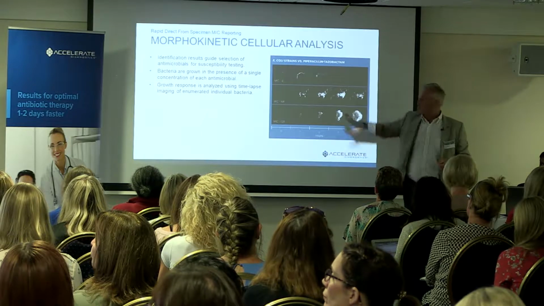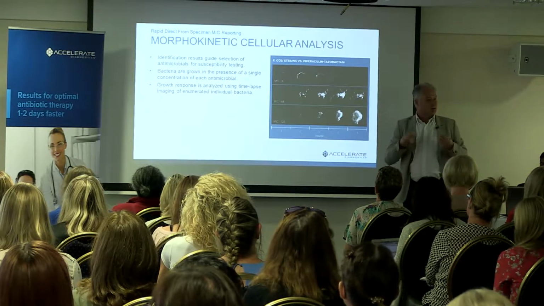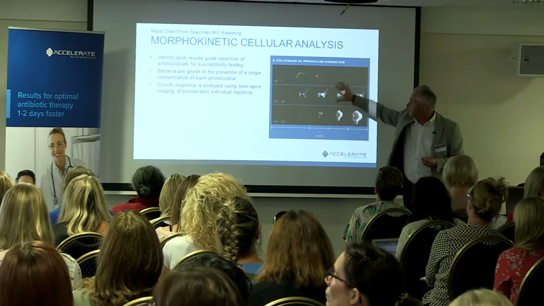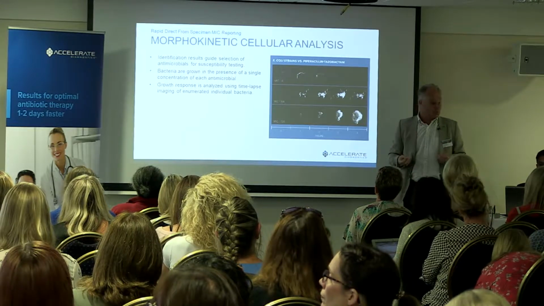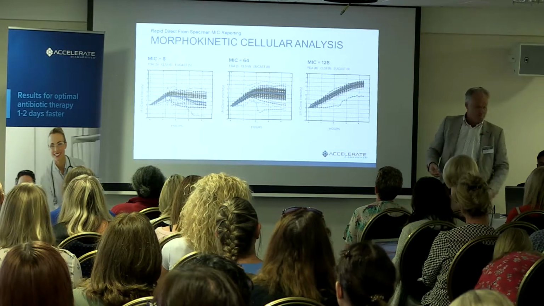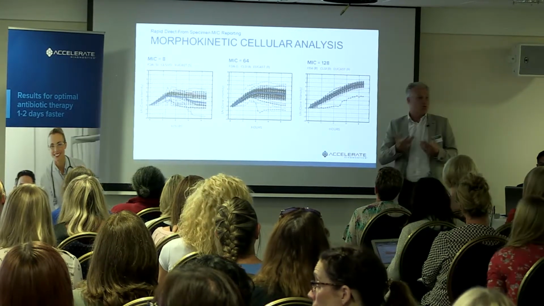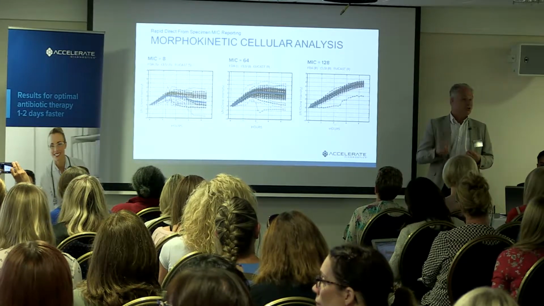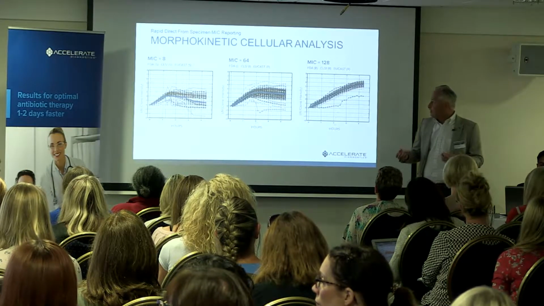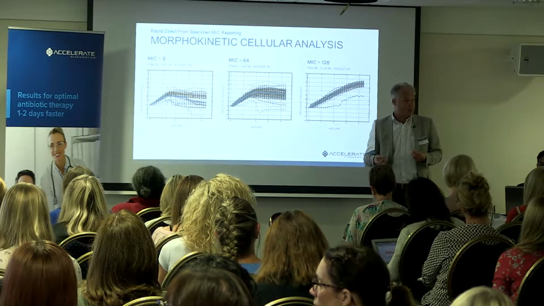We as humans can see things happening; a computer can't. So then we have to transcribe these images into measurable units. And what we have done is that we have designed about 13 different morphokinetic parameters which describe the change in shape or the kinetics of bacteria over those 4.5 hours.